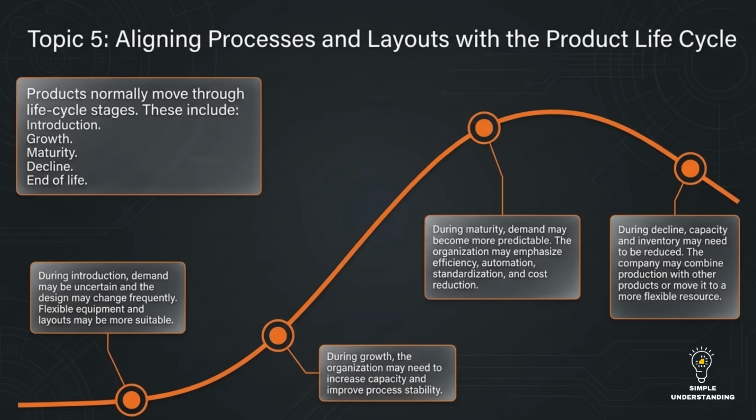During maturity, demand may become more predictable. The organization may emphasize efficiency, automation, standardization, and cost reduction. During decline, capacity and inventory may need to be reduced. The company may combine production with other products or move it to a more flexible resource.